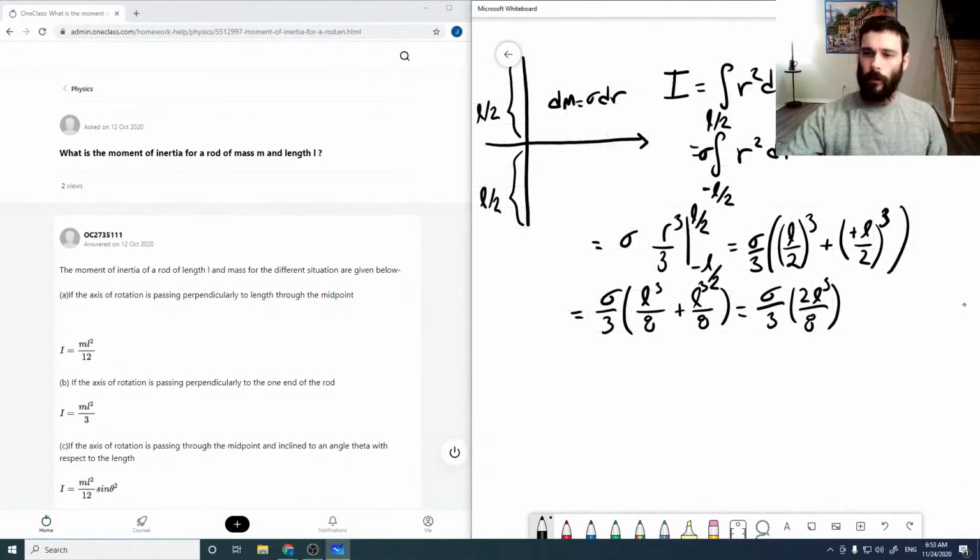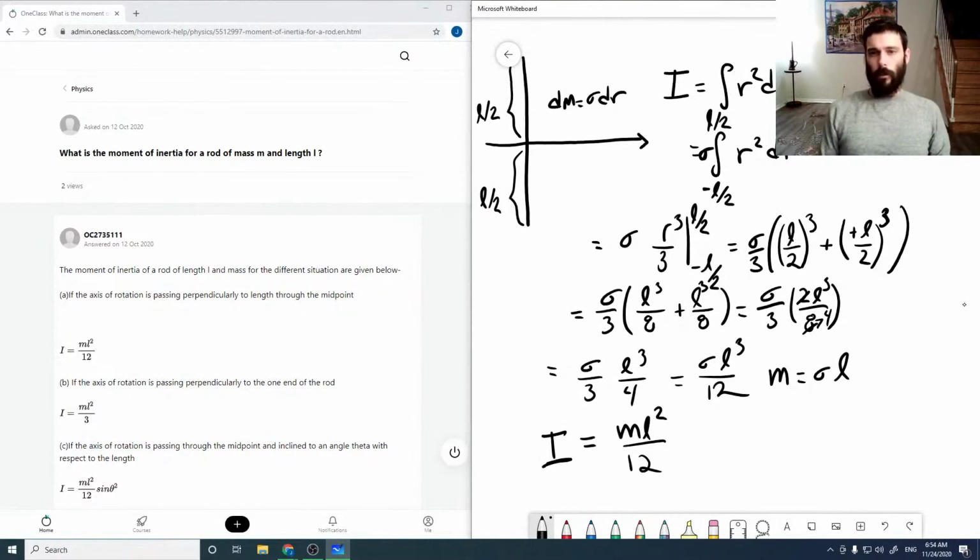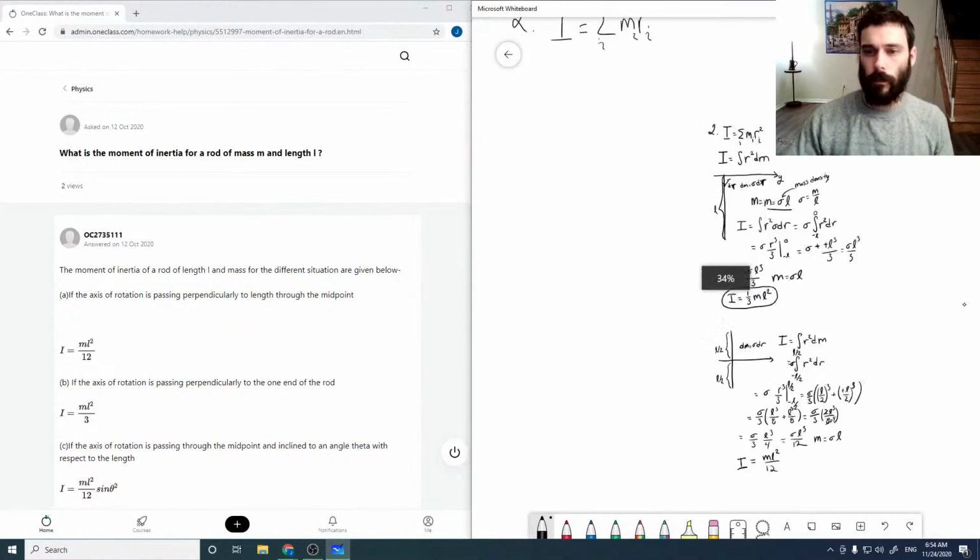Canceling the 2 and turning this to a 4, this is then sigma over 3, L cubed over 4. Multiplying those through, sigma L cubed over 12, and then using again our mass relation, we can make that substitution, and so it's just mL squared over 12. So the moment of inertia in this case, where the rod is rotating about a central axis, is mL squared over 12.